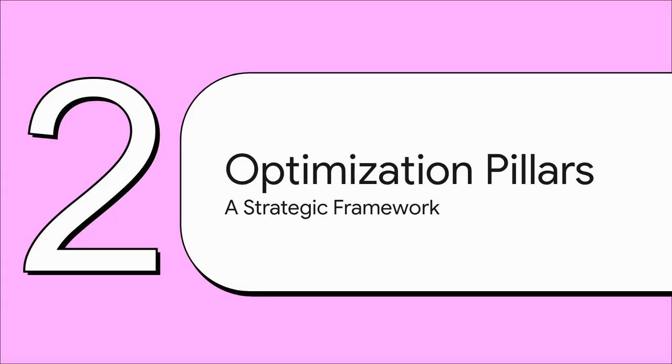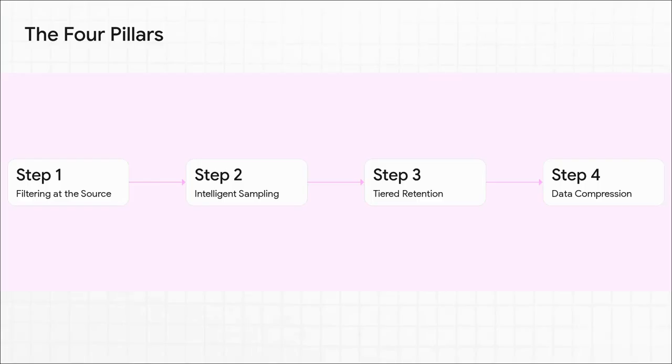Okay, but enough about the problem. Let's talk solutions. We're going to build a strategic framework based on 4 pillars of optimization. Now, this isn't about random tips and tricks. This is a cohesive strategy to fundamentally change how you manage log data, and more importantly, its costs. These are our 4 pillars: filtering, sampling, tiering, and compression. Each one targets a different part of the log lifecycle to drive down costs, but without sacrificing that critical visibility we all need. So, let's break them down, one by one.